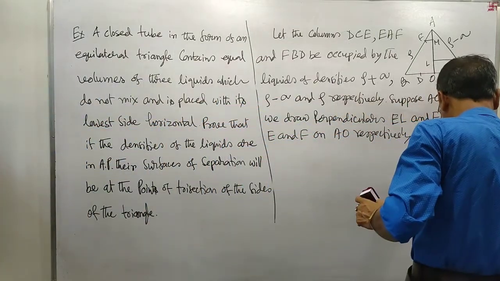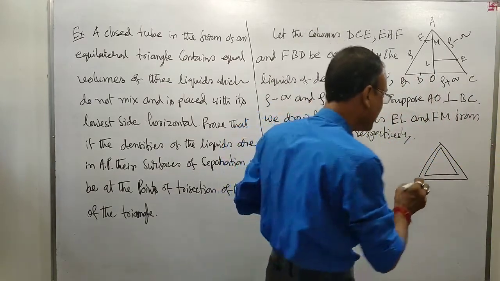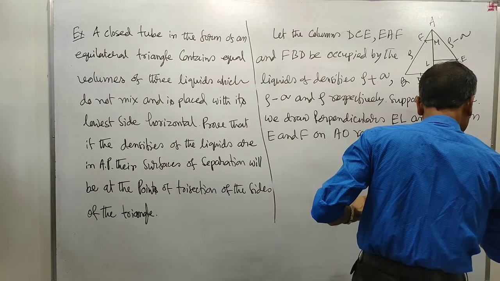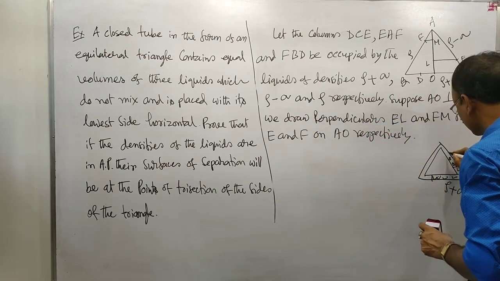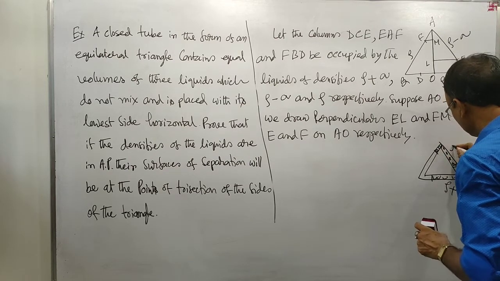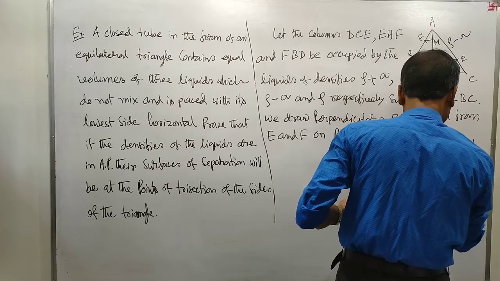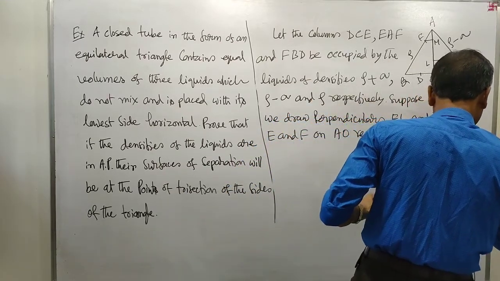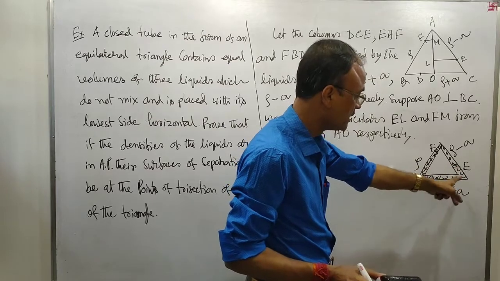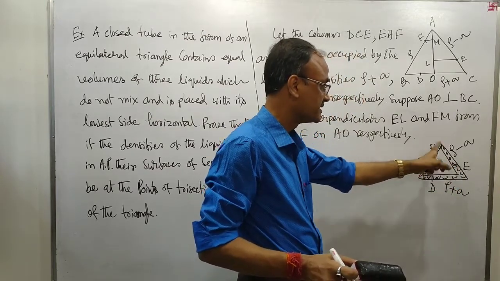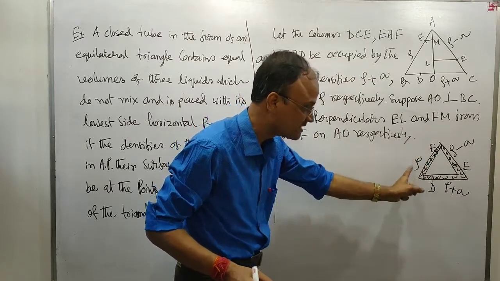Actually, the tube is in the form of an equilateral triangle. This portion is occupied by the liquid of density rho plus sigma, this portion by the liquid of density rho minus sigma, and this portion by the liquid of density rho, with D, E and F the points.